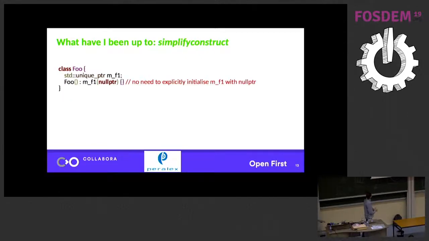Simplify construct was effectively a cut-down version of a Clang tidy check. There's already an existing Clang tidy check that does something quite similar, but it tends to be a lot more aggressive. So I implemented just the simplest case, where we have things like unique_ptr and other things that take a null pointer and already have default constructors, so there's no need to do that.